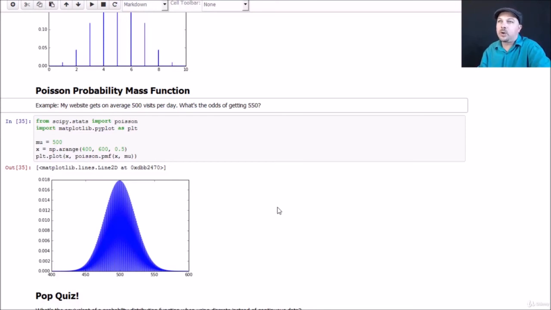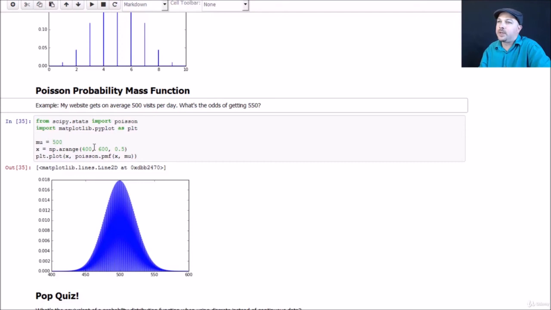I can use the Poisson probability mass function to estimate the probability of seeing some other value on a specific day. So let's say I get an average of 500 visits per day. What's the odds of seeing 550 visitors on a given day? That's what a Poisson probability mass function can give you.